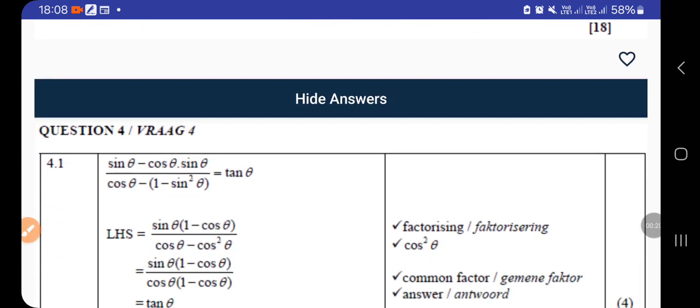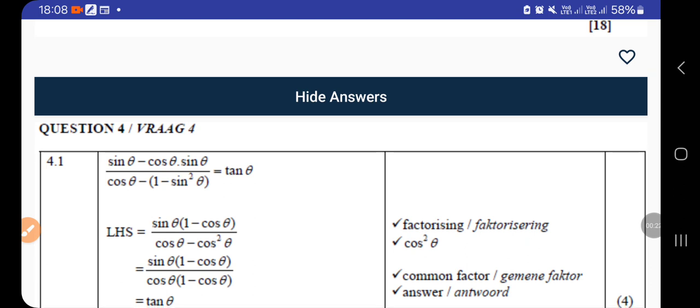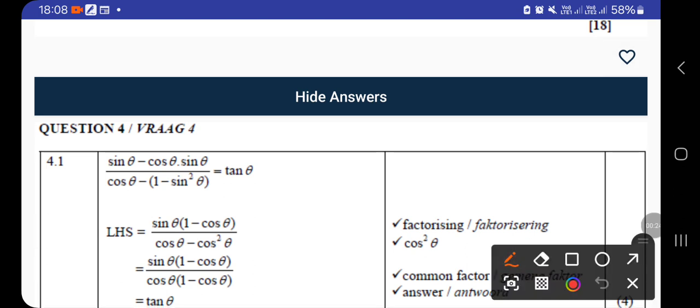So, like I said, guys, you get a mark for writing your left-hand side. And then they're gonna mark you for taking out a common factor. So they took out sine theta there. Then they were left with 1 minus cos theta, which is good. And then they changed 1 minus sine squared theta because they knew that it's an identity. So they changed it to cos squared theta, right?